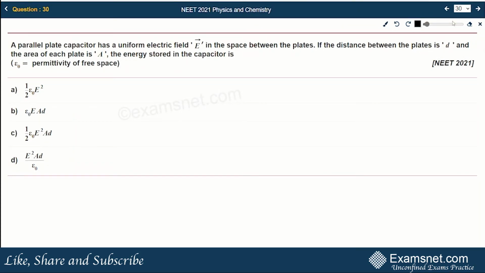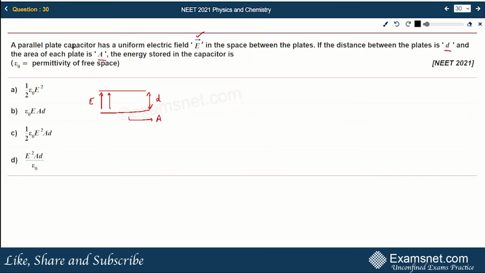Alright, now question number 30 is from the chapter Electrostatic Potential and Capacitance. And the question is, a parallel plate capacitor has a uniform electric field vector E in the space between the plates. If the distance between the plates is small d and the area of each plate is A, then the energy stored in the capacitor is. So here we have a parallel plate capacitor with uniform electric field vector E, right? What is the distance between the two plates? It is equal to small d and the area of each plate is capital A.